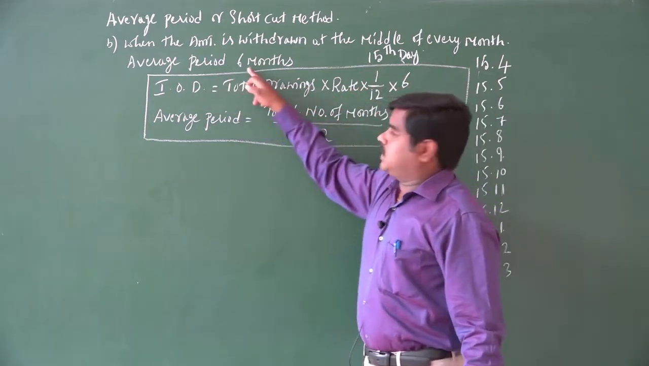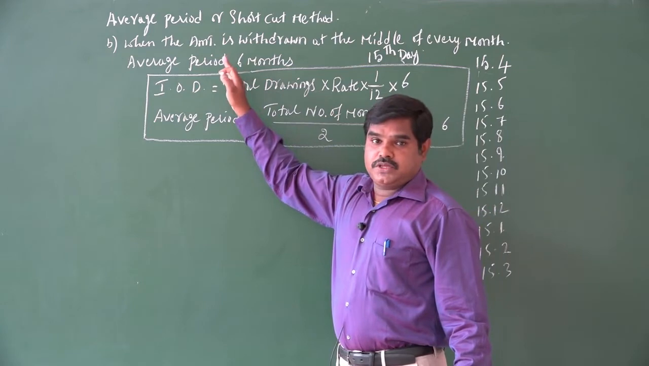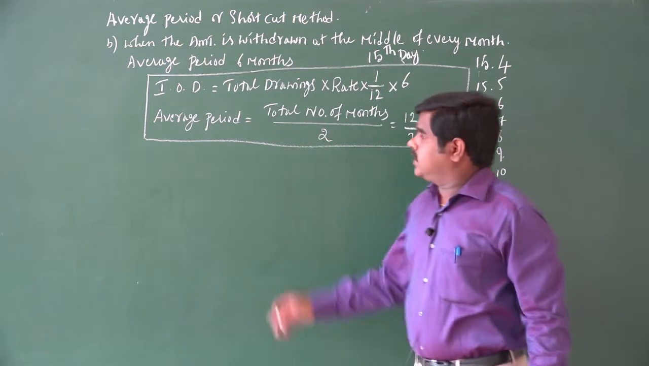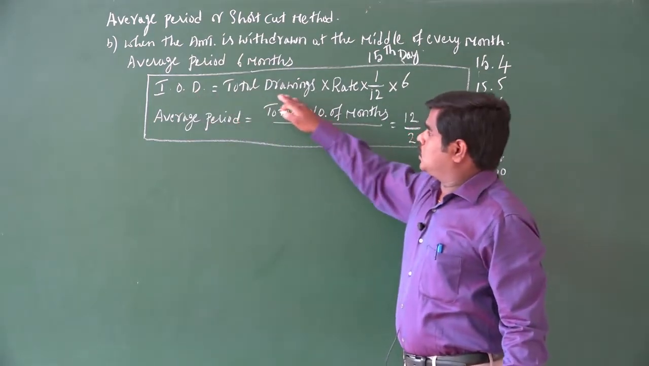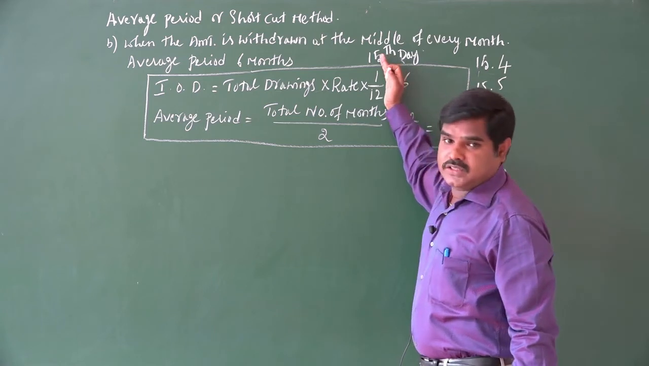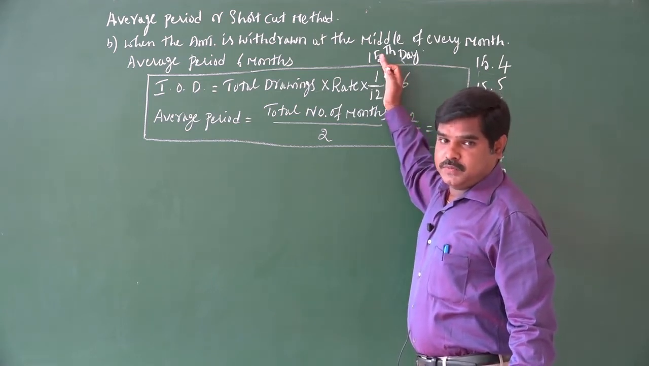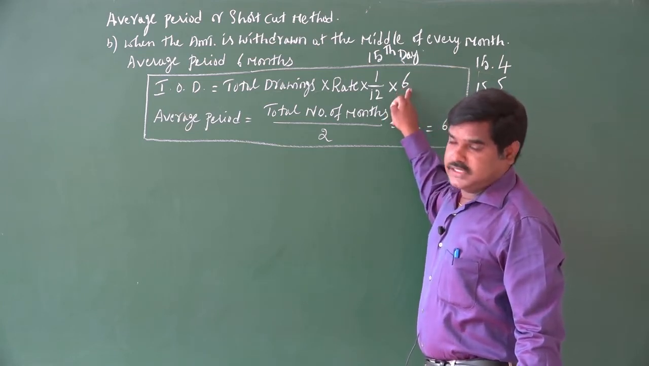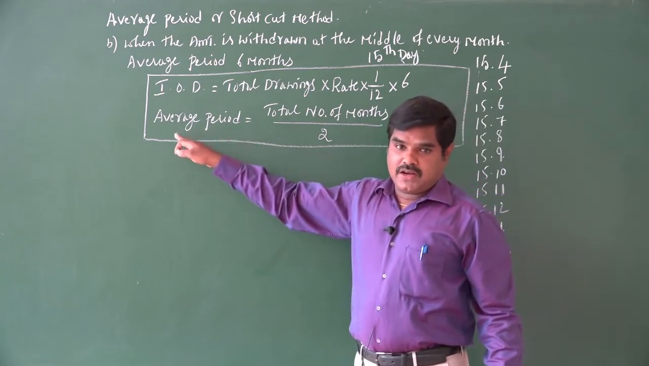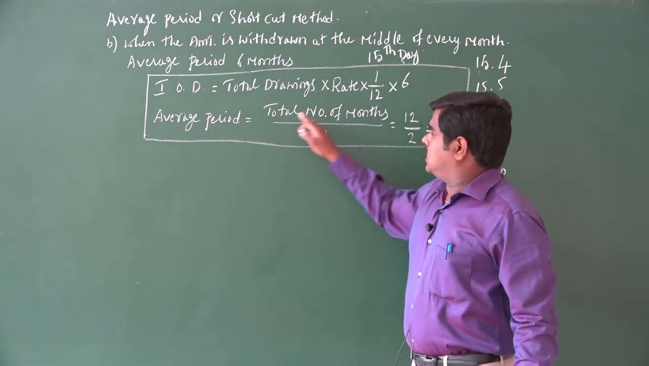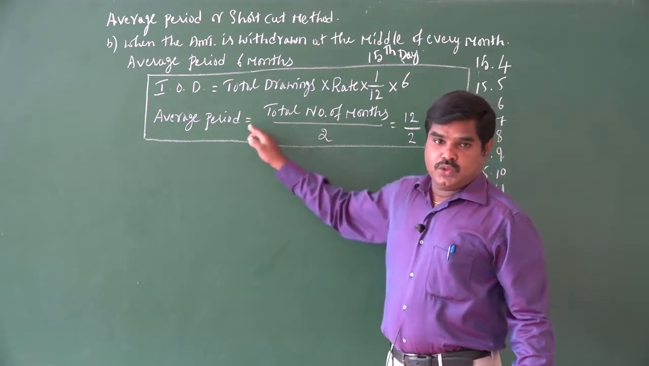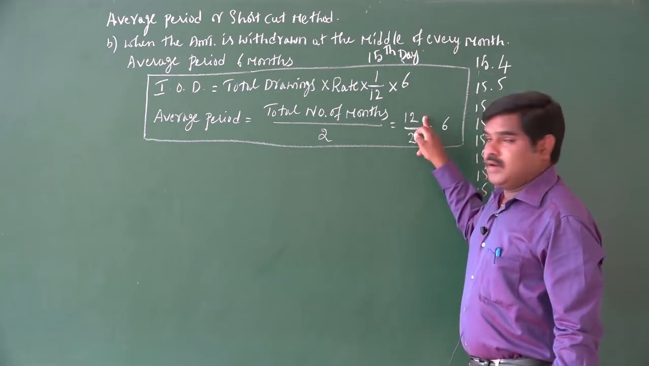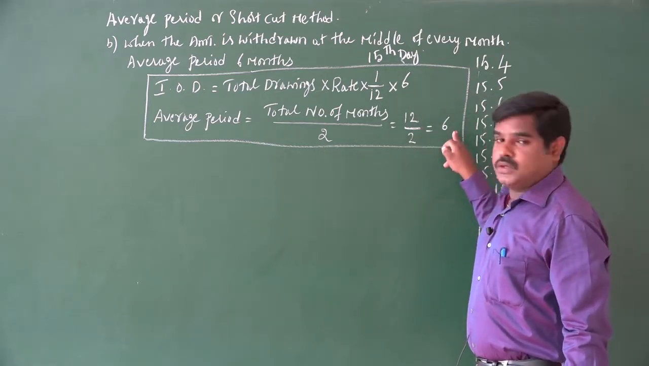So the average period we are going to calculate is 6 months. There is a formula to calculate when the amount is withdrawn at the middle of every month. Interest on drawings is equal to total drawings into rate into 1/12, which is common for all average period methods, into 6, the average period. How is it 6? Average period is equal to total number of months divided by 2. In 1 year, 12 months, so 12 divided by 2 is equal to 6.